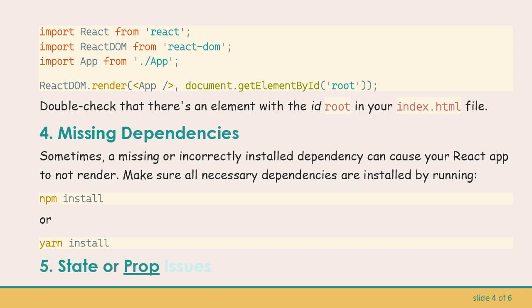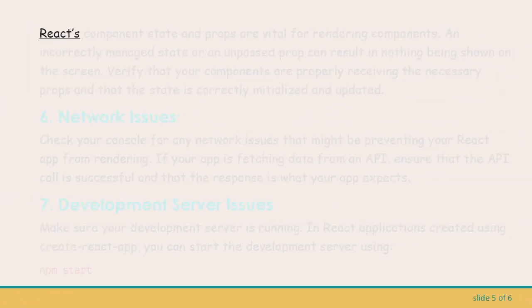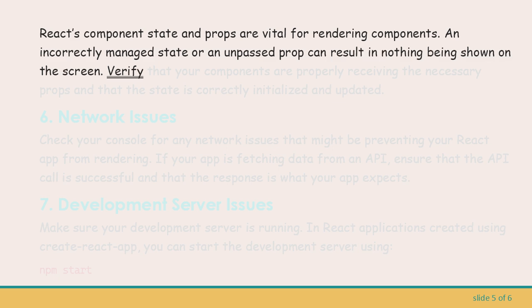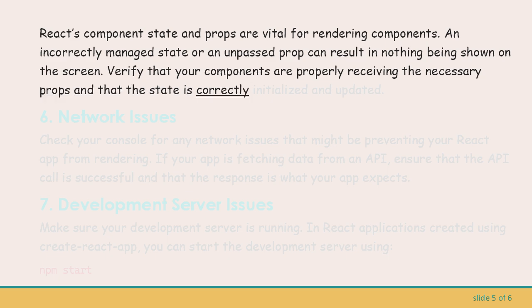5. State or prop issues. React's component state and props are vital for rendering components. An incorrectly managed state or an unpassed prop can result in nothing being shown on the screen. Verify that your components are properly receiving the necessary props and that the state is correctly initialized and updated.